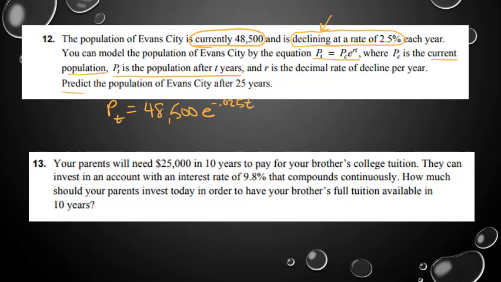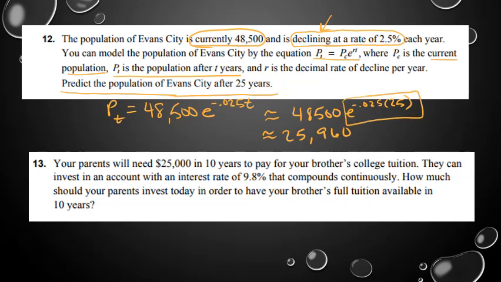So what does it want? It says predict the population of Evans City after 25 years. So we're basically going to take this same problem and we're going to work it out when T is 25 years. So I'm just going to take the calculator and plug that in, and you do the same, see if you get the same amount as me. I got about 25,960. Let's double check that to make sure that you know how to do it. You're basically going to solve this part first and then multiply it by 48,500.